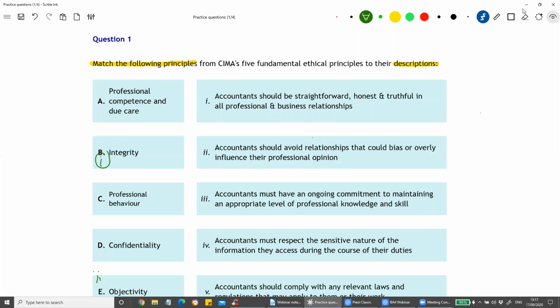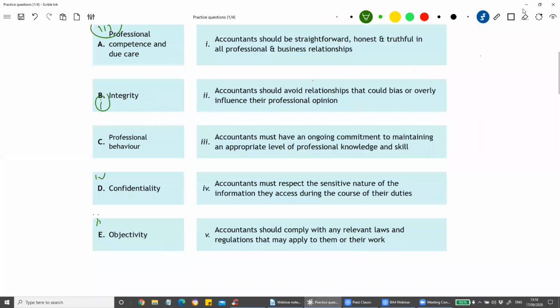Accountants must have an ongoing commitment to maintaining an appropriate level of professional knowledge and skill. Well, we know this one as well, don't we? This is professional competence and due care. We've just gone through it. Nice and easy, nice and quick. And then we've got number 4. Accountants must respect the sensitive nature of the information they access during the course of their duties, which is, of course, confidentiality.